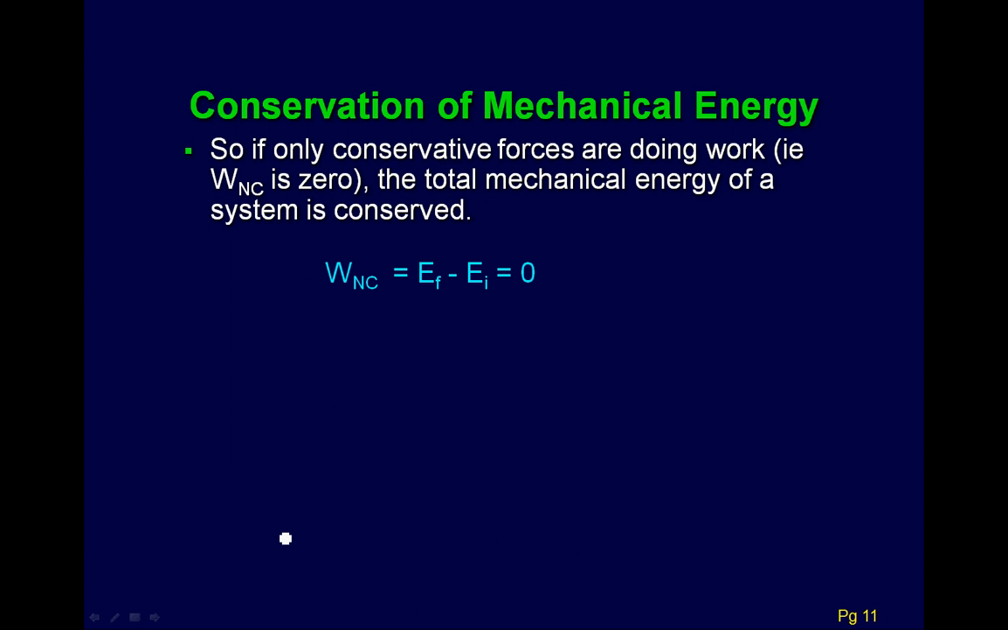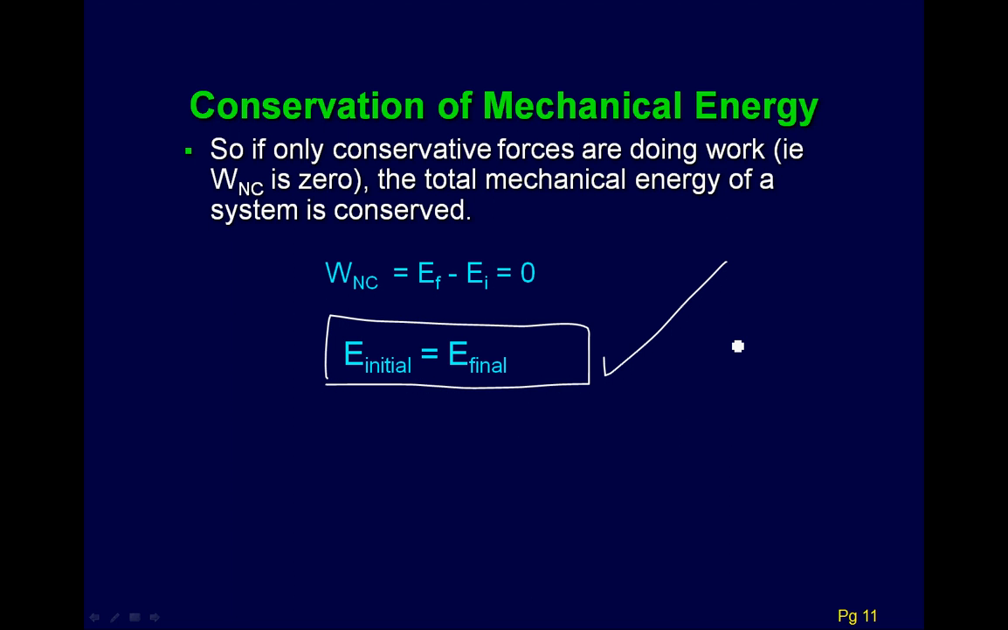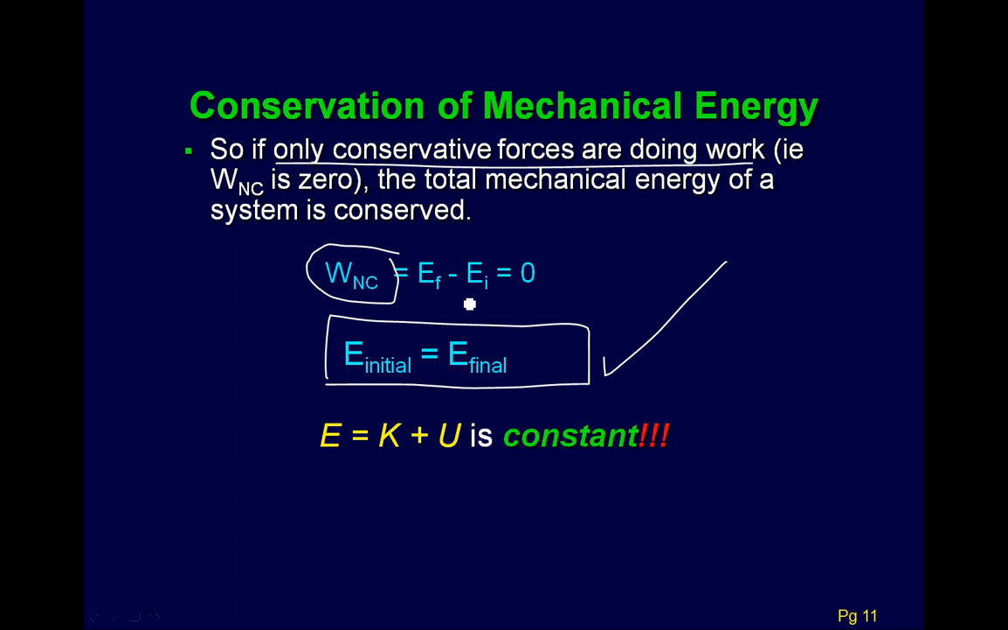So what this really means to us is if the work done by non-conservative forces is 0, then we get that the mechanical energy initial equals the mechanical energy final, and so right now we can say this is the conservation of mechanical energy. And the definition here, if only conservative forces are doing work, so if there is no work done by the non-conservative force, we can conserve the total mechanical energy. And this basically means that the K plus the U is a constant. It doesn't change. And we've dealt with this problem already.